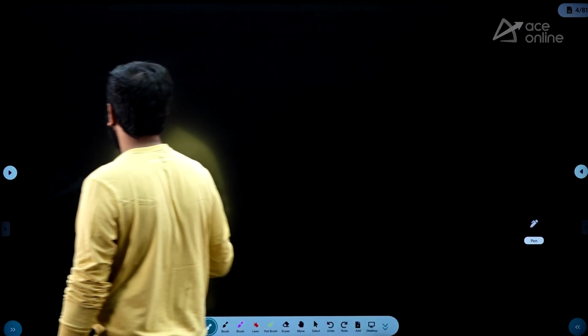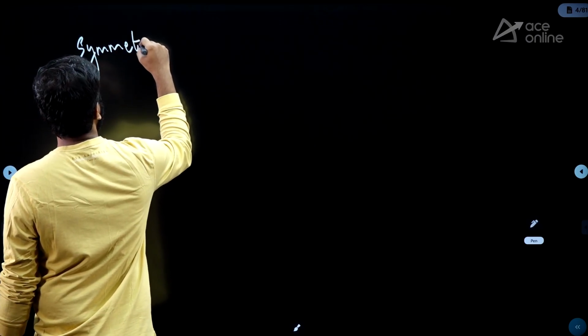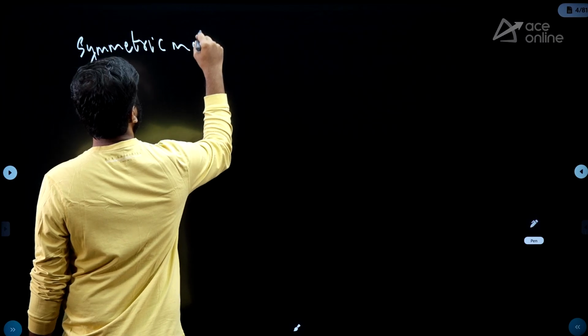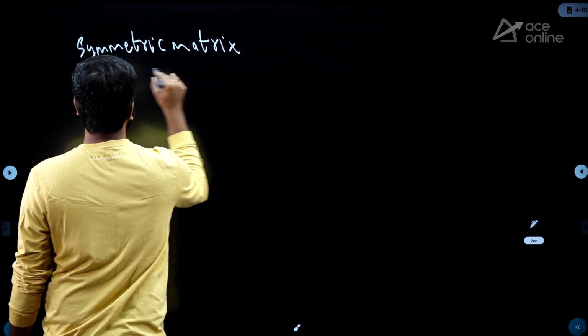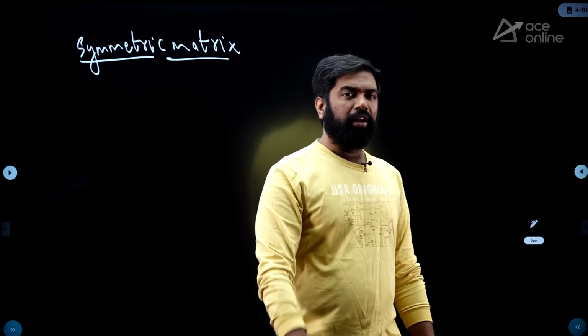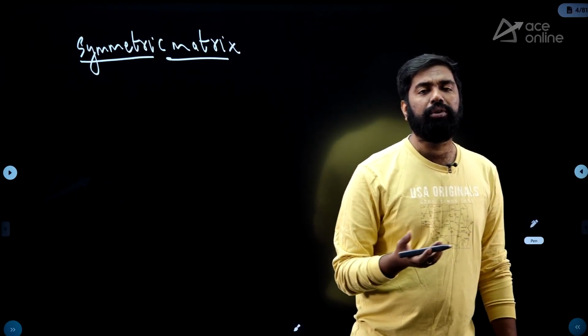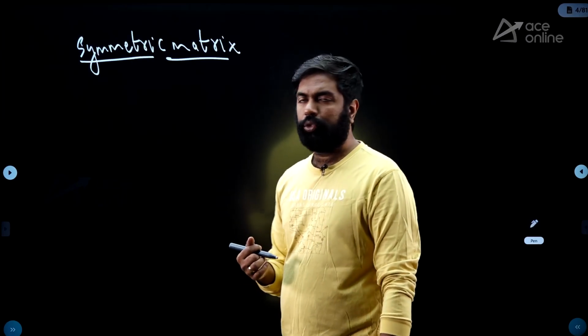Next, symmetric matrix. I will share these notes as a PDF file with you all. You do not worry. If you are writing running notes, that's even good, because your handwritten notes are even more useful for you.